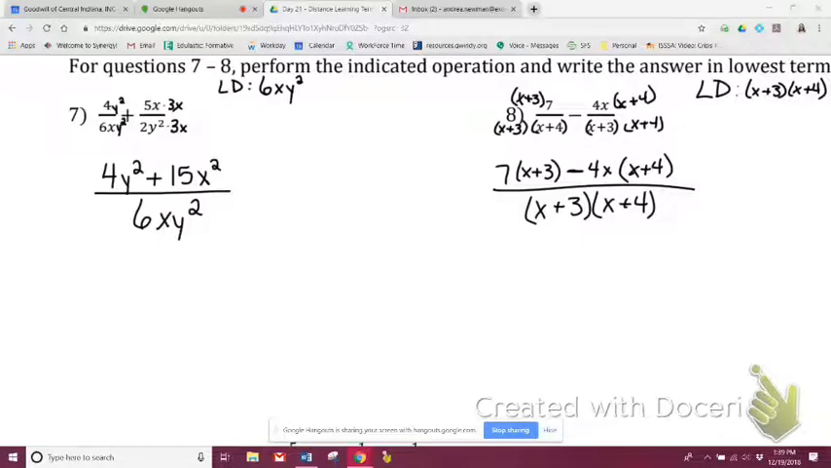So we're going to take the first fraction, multiply it by x plus 3, second fraction, multiply it by x plus 4. Since this one's subtraction, your parentheses are really important. When we distribute, we're going to distribute the 7. When you distribute this 4x, distribute the negative with it.